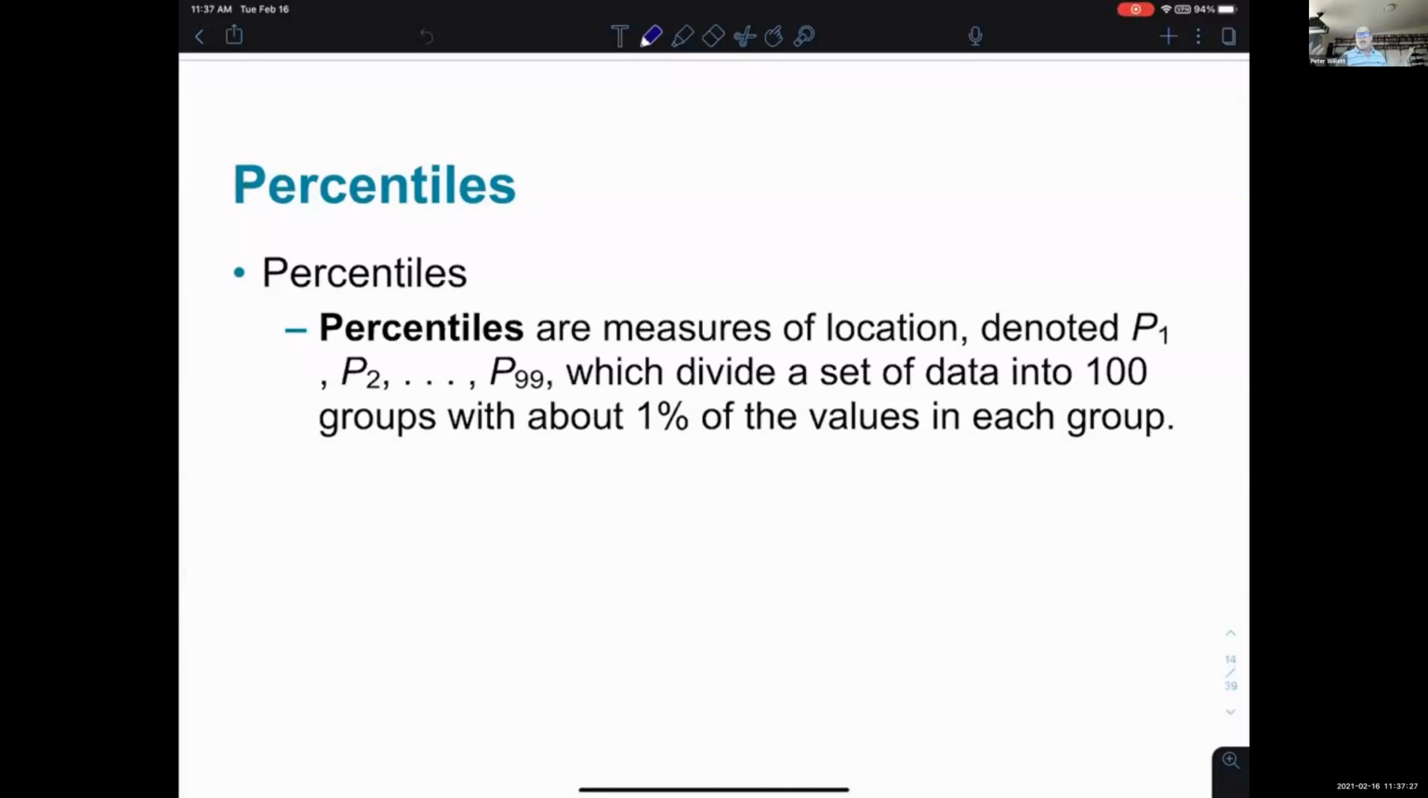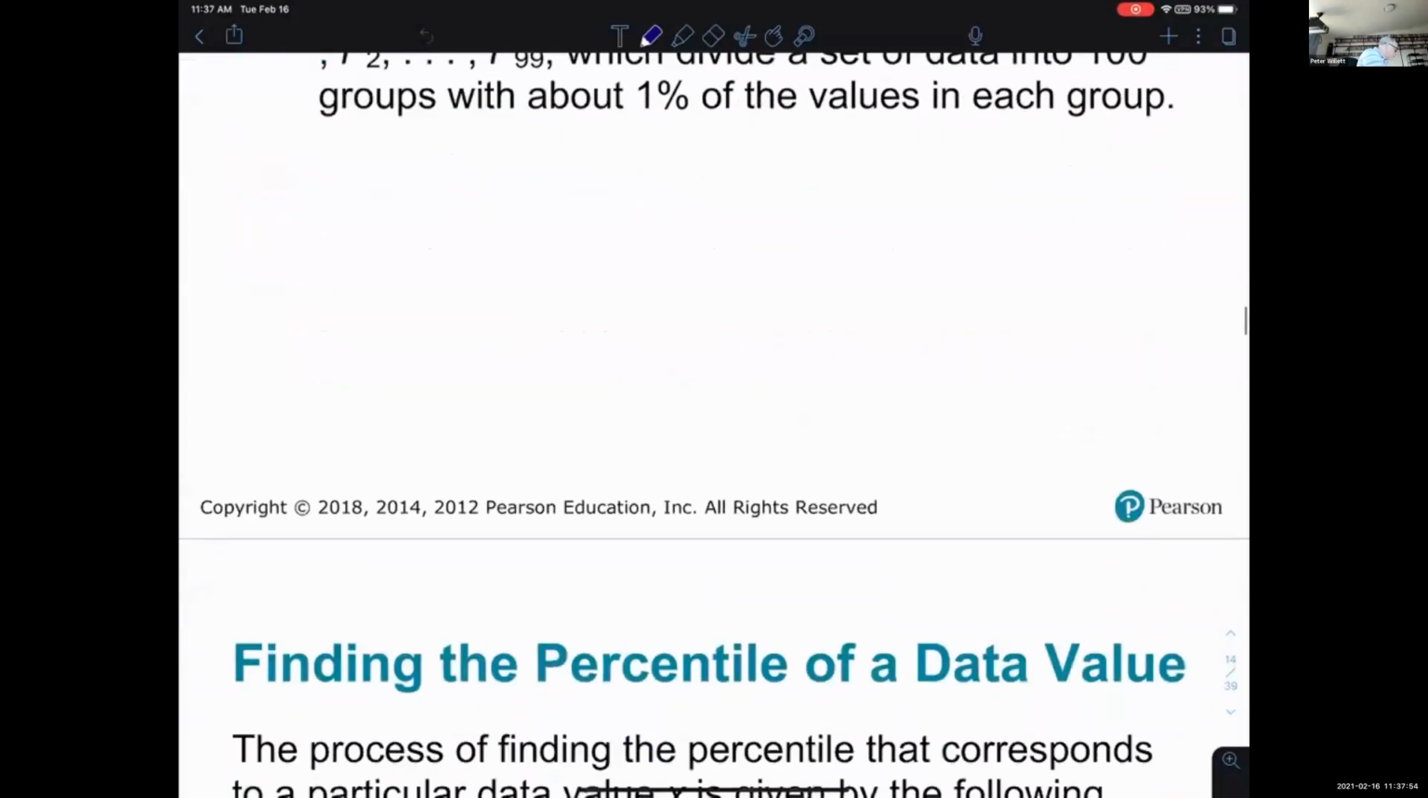And if you have a large data set, like let's say you had 1,000 data values, then maybe something like 10 would be in each of those 1% groups. For example, if I went to P99, that would be a place in the data where 1% or 10 of those 1,000 data values were bigger than P99, maybe perhaps equal to P99. So that's the idea. Let's see if we can explore this a little better.